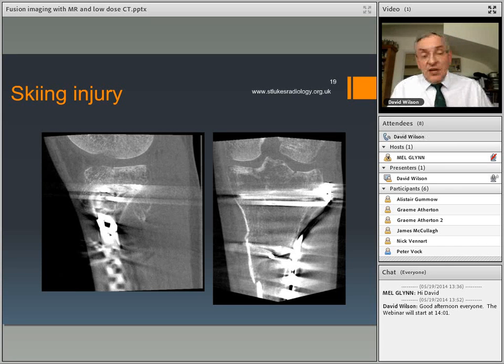Here's another example of how comparing the imaging, fusing them sometimes, bringing them together and looking at them side by side gives you more information. This patient has had a skiing injury. She was operated on in France in the Swiss Alps, and very effectively they rebuilt the proximal tibia. The extremity CT showed she'd actually got a tibial spine fracture, which hadn't been recognized at the time.